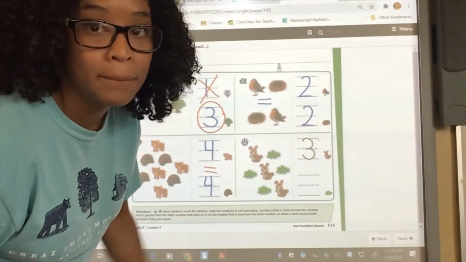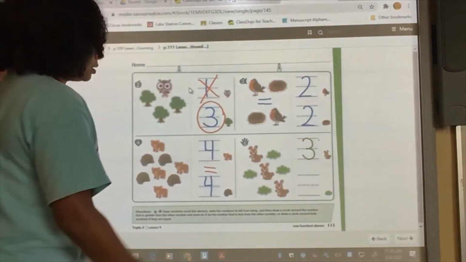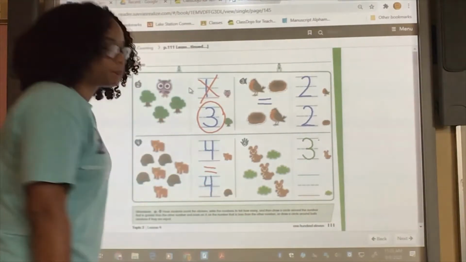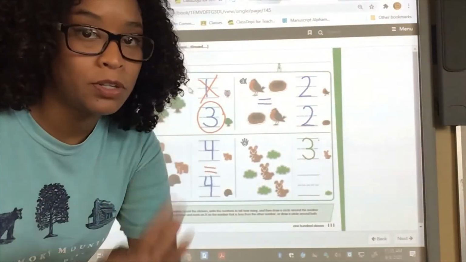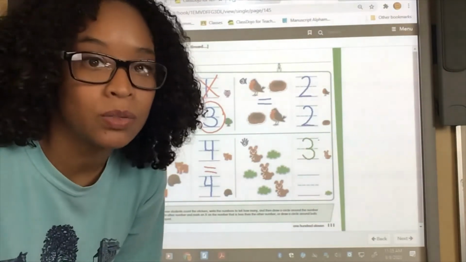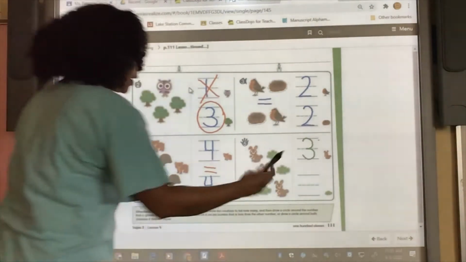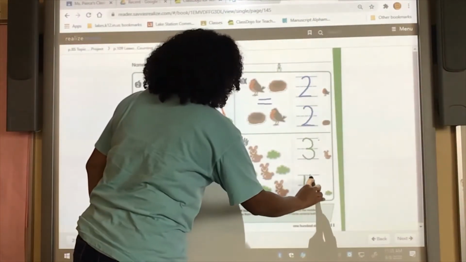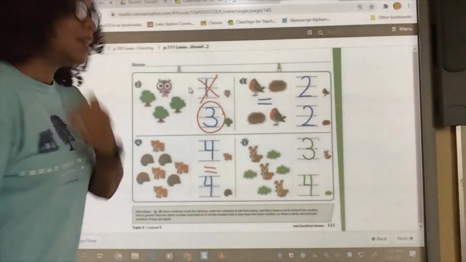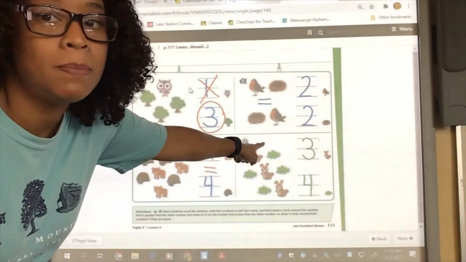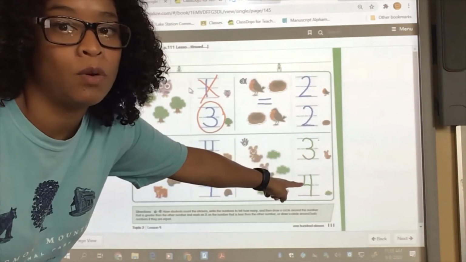Now let's count our bushes. We need to count our green bushes. 1, 2, 3, 4. There are 4 green bushes. What number am I going to write to show that there are 4 bushes? The number 4. So here I go. Down and over, and then a straight line. Now let's compare those 2 groups. We have 3 bunnies and 4 bushes.